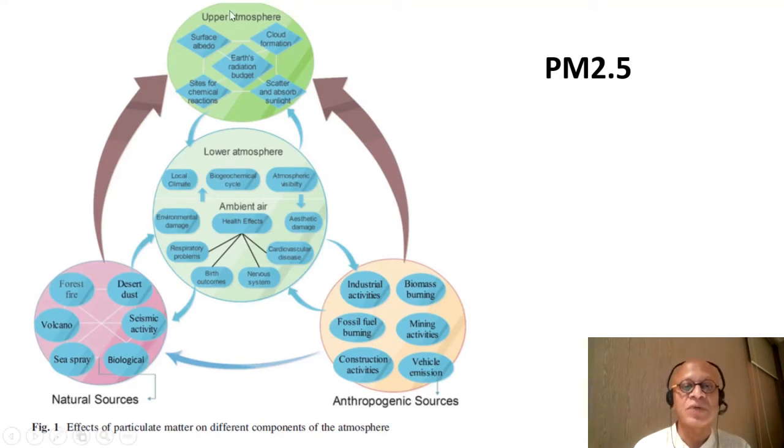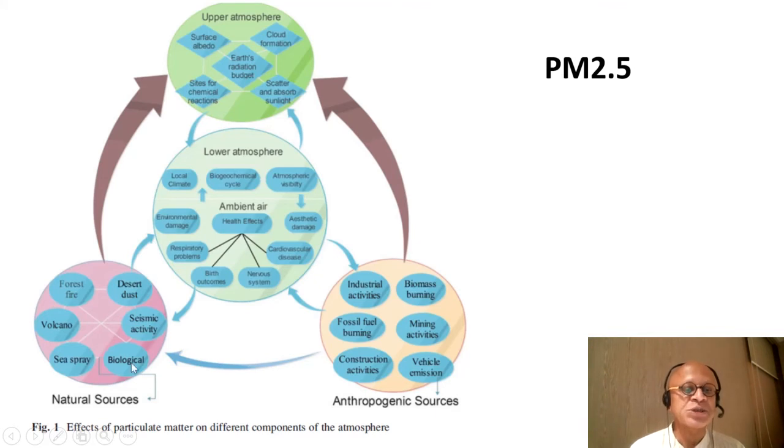In the upper atmosphere, processes are what determine radiation budget. In the lower atmosphere, we have all these other things: ambient air and health effects, and we have biogeochemical cycles being affected, atmospheric visibility, local climate, and so on.